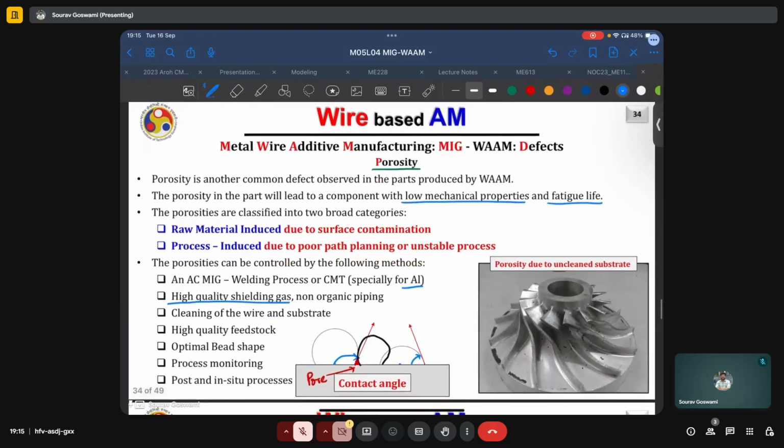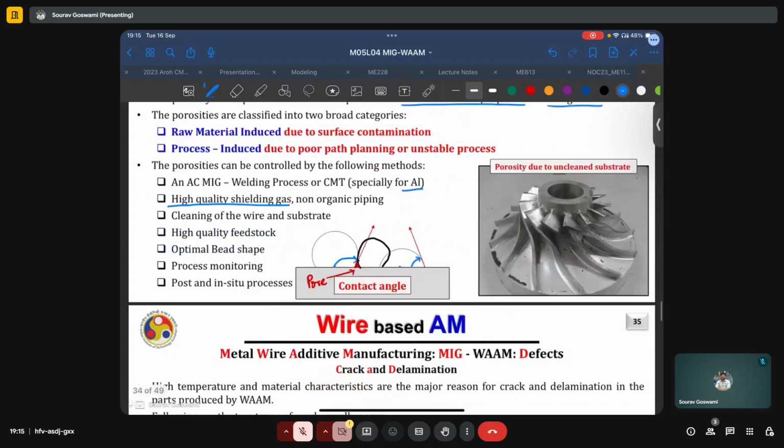Monitoring of the process and having some provision for live control, where we can change the deposition parameters in real time to control the process, and post processing as well as in situ processing.